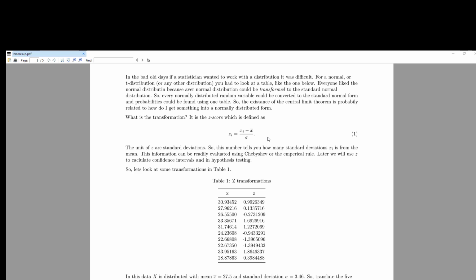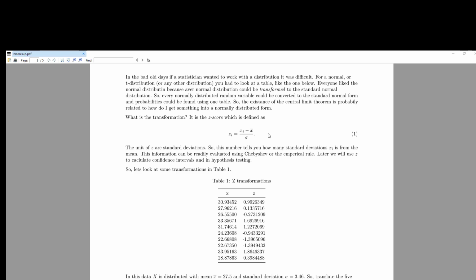Now, if I know that, I can take a quick glance at something like the Chebyshev rule or the empirical rule, and I can get a feel for the probability. You know, what's the likelihood that I'm seeing something that is 3 standard deviations away from the mean? Not very likely. So I can do that just using the empirical rule. Now later, we will be using this object z when we're calculating something called a confidence interval, and then right after that we go into something called hypothesis testing.